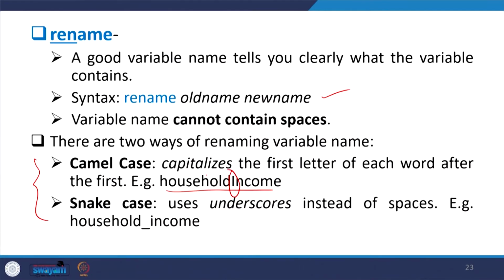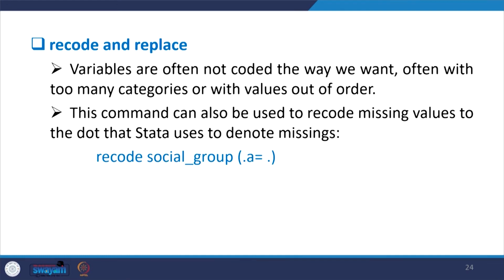So similarly you can capitalize your name. Okay. If you want to write household income, your first word stays as it is, and the next one you can make capital, so that will differentiate them, and this kind of naming is called camel case naming. Snake case is basically, since Stata does not read spaces, you can give an underscore to differentiate the words, okay. Underscore in the case of snake case naming. Recode and replace, I think I already guided you, I need not spend much time here.